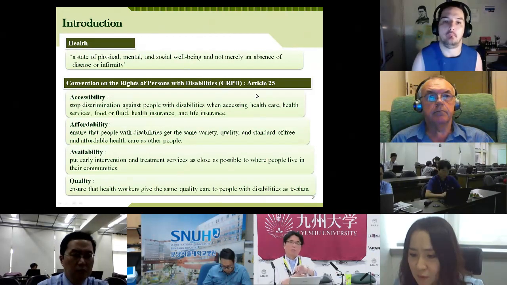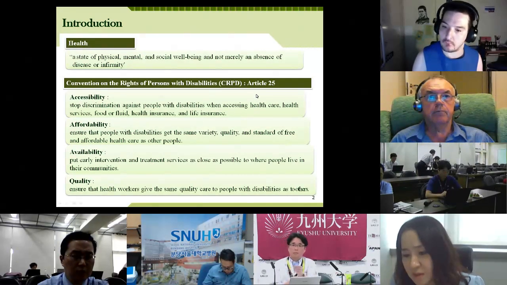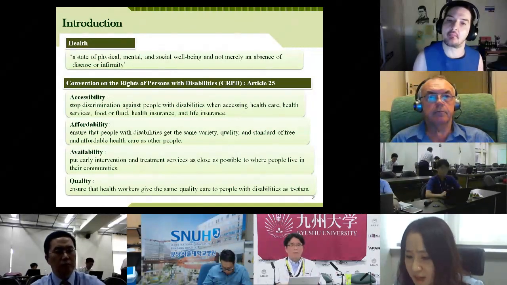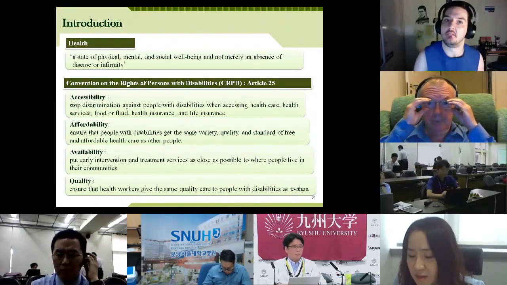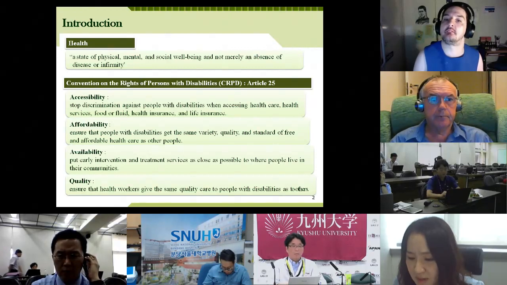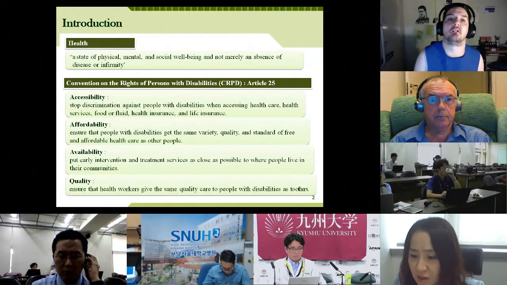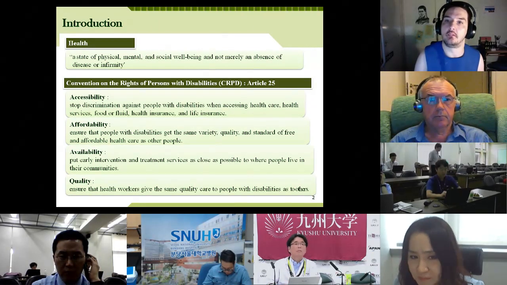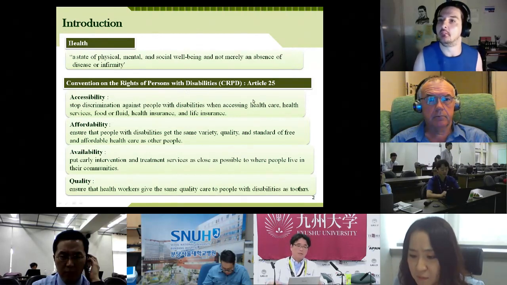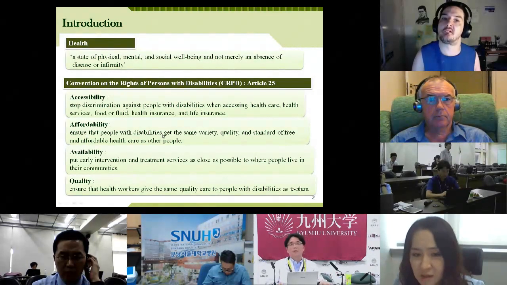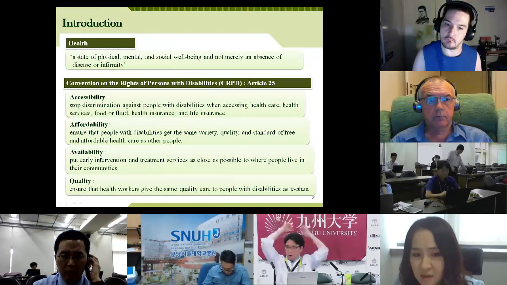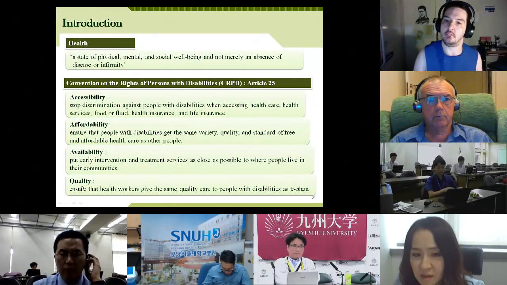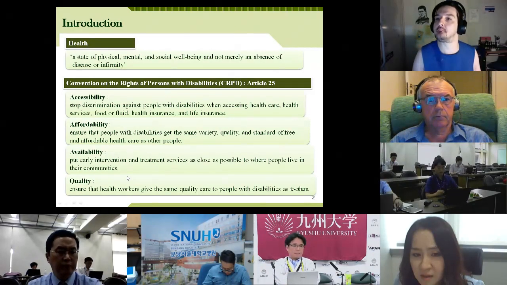Article 25 of the Convention on the Rights of Persons with Disabilities by the United Nations reinforces the right of persons with disabilities to attain the highest standard of health care without discrimination. The CRPD demands the following 4 areas for action, such as accessibility, affordability, availability, and quality in Article 25.